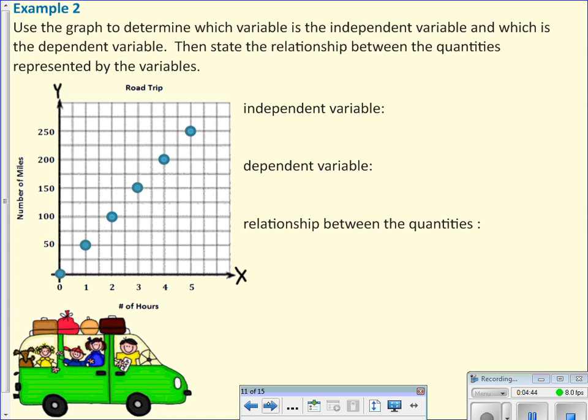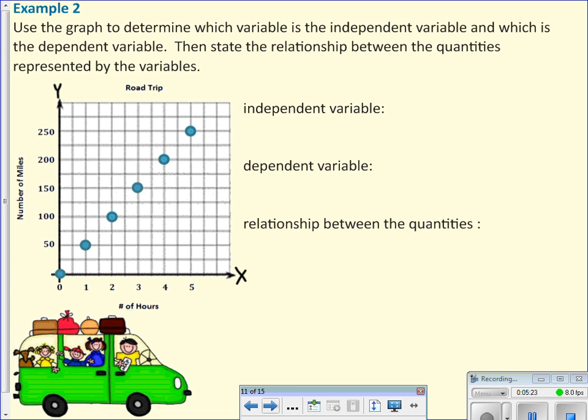I like this next example because instead of making the graph, we're going to read it now. I like this one. It's a little different. So let's use the graph to determine which variable is the independent variable and which is the dependent variable. Then state the relationship between the quantities represented by the variables. So it looks like we went on a road trip. That's what the title says, road trip. My x-axis is showing the number of hours. My y-axis is showing the number of minutes. So I can see how many miles I went each hour.